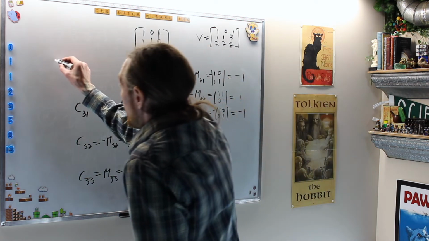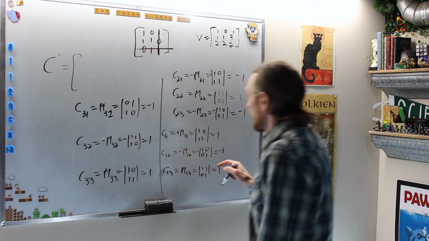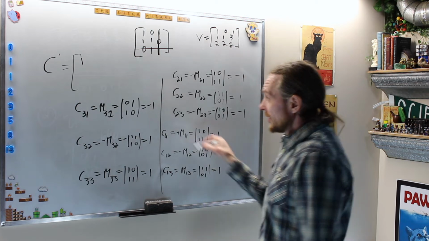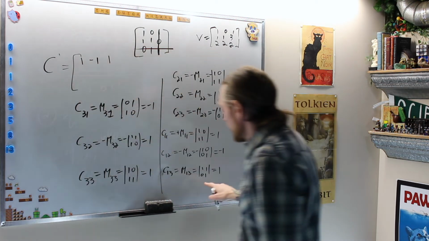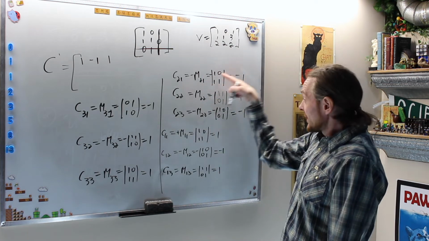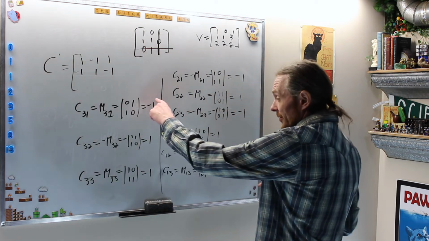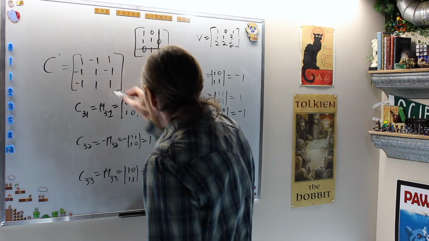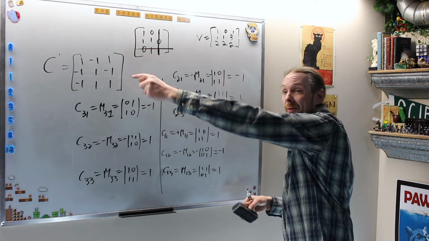Therefore, the cofactor matrix is equal to C11, C12, C13, and then the second row is these guys, negative 1, 1, negative 1, and then the last row is these guys, negative 1, 1, 1. Those are all the cofactors. That's the matrix of cofactors.